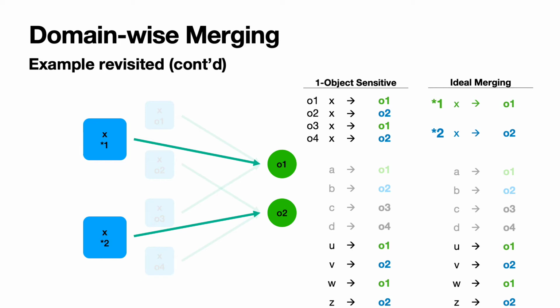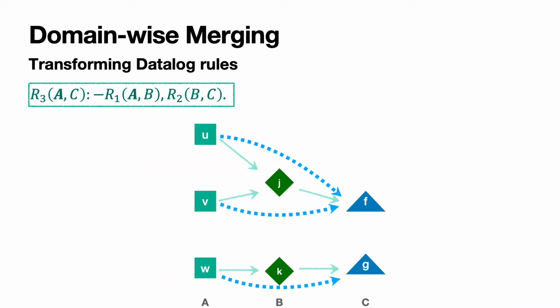How can the merging be applied to such a domain? We do this by transforming Datalog rules. Given one sensitivity domain, we show the rule transformation on 2 typical cases. The first case is that the sensitivity domain is derived in the rule head from other non-sensitivity domains. In this rule, R3(A,C) from R1(A,B) and R2(B,C). From tuples R1(u,j), R1(v,j), R1(w,k), and tuples R2(j,f), R2(k,g), we can derive the tuples R3(u,f), R3(v,f), R3(w,g). The first domain of R3 is a sensitivity domain, and the other domains are not.